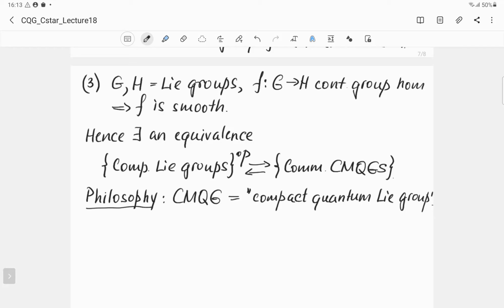So if we are interested in the details, you can find them in a very nice book by Sergey Neshveyev and Lars Tuset. The title of the book is Compact Quantum Groups and Their Representation Categories. Okay, thank you. So this is the end of our course.